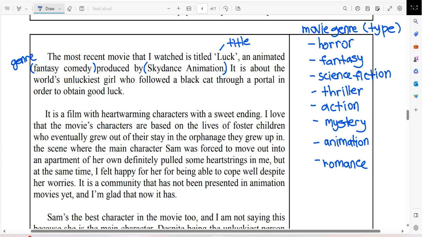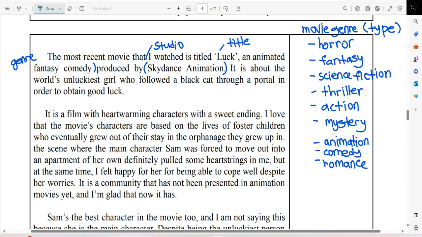Skydance Animation is the studio that produced this movie Luck. Of course it is not compulsory for you to write or remember the name of the studio, but if you happen to do so, please go ahead. For me the more important part is you have to remember your title, obviously, as well as the genre of the movie. So you can see here, one more genre of the movie is comedy. Anything funny, we can put it under comedy.